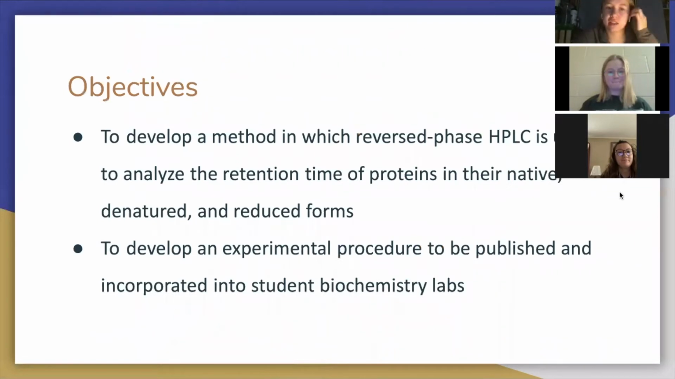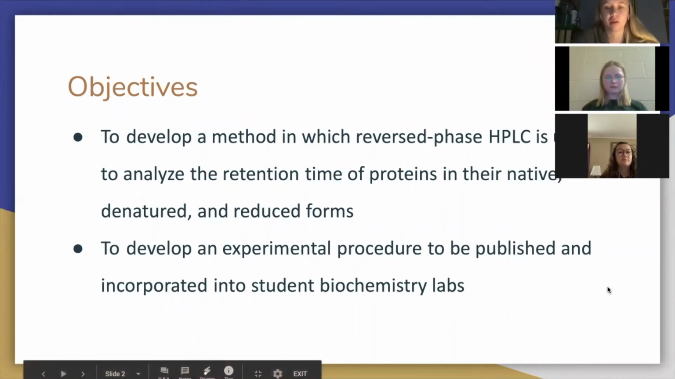So our objectives were to develop a method in which reverse phase HPLC is used to analyze the retention time of proteins in their native, denatured, and reduced forms, to develop an experimental procedure to be published and incorporated into student biochem labs.